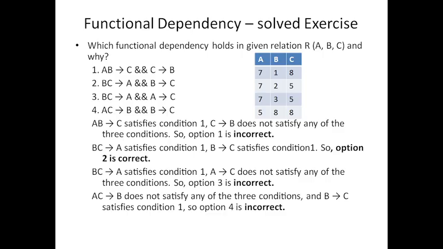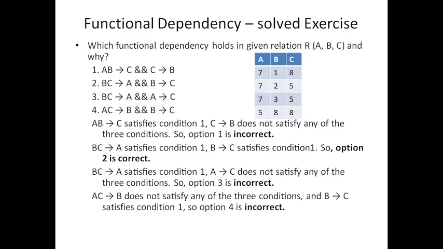Next we move on to the third condition. When two rows have the same value for A, the corresponding C value must be the same. Here three rows have the value 7, but the corresponding C value differs. One row has 8, and the other two rows have 5. So condition 3 also failed. So option 3 is also incorrect.